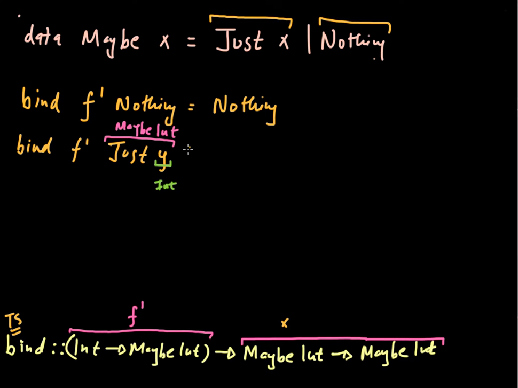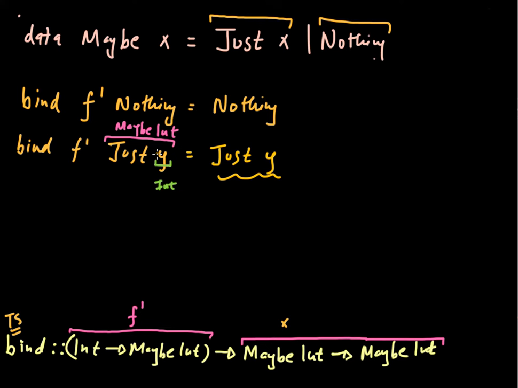And this is going to be equal to some value of type Maybe Integer. Sure, I could give you back Just y, which happens to be a value of type Maybe Integer. At the surface level, everything seems to be in sync with my type signature. There's nothing wrong there, and this could be one possible implementation.